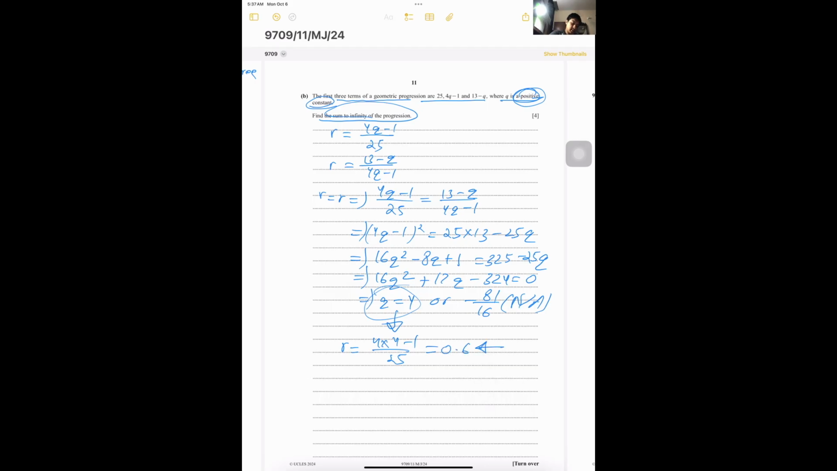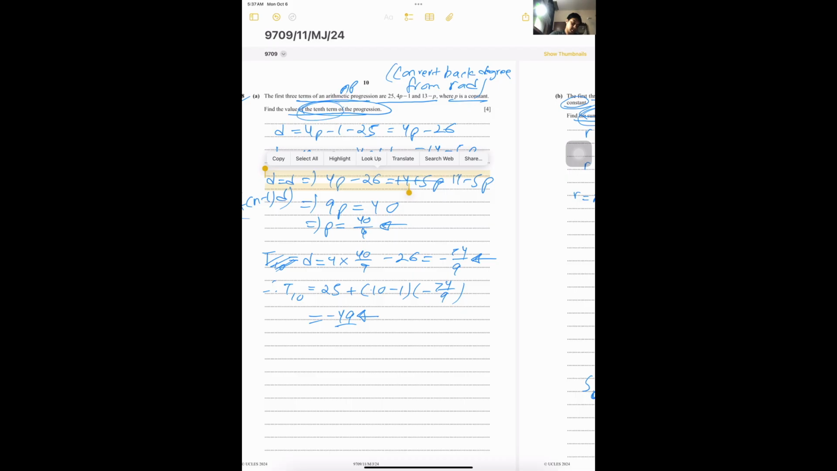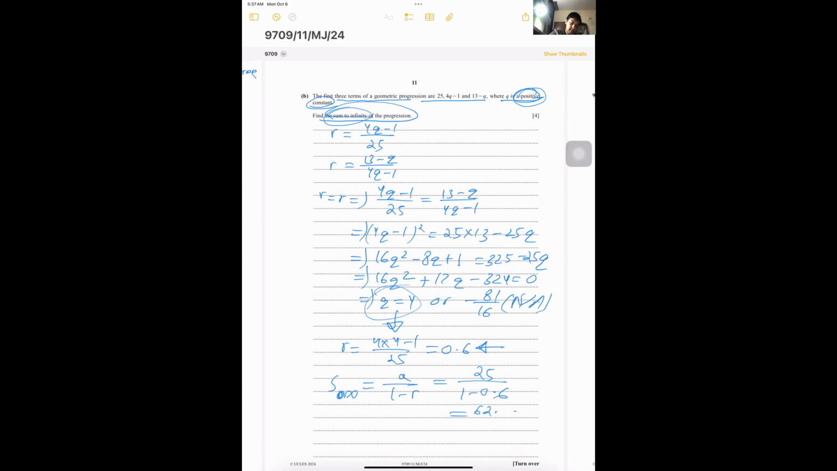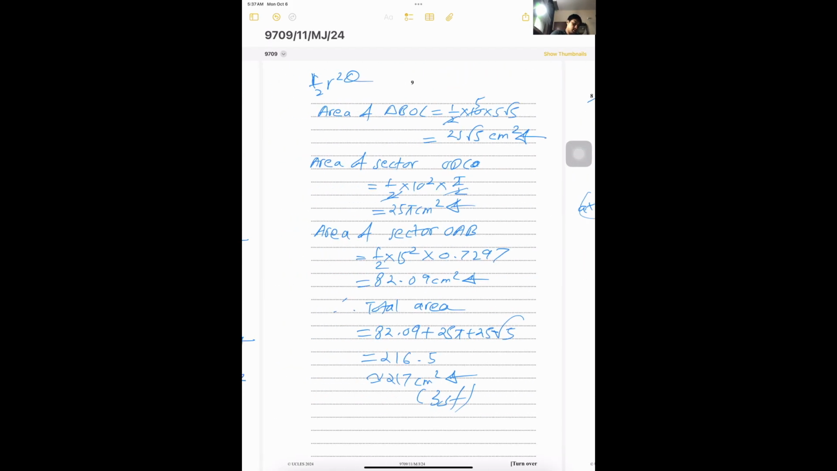Finally, S infinity, as they have asked, is a by 1 minus r, and a is 25 by 1 minus 0.6, which is 62.5. Sorry. Okay, that is that one. Till now we have done.